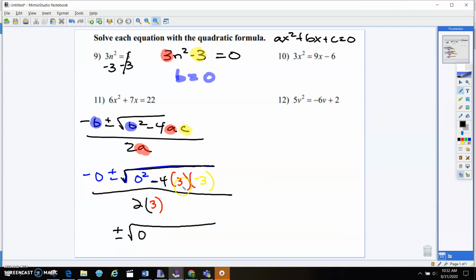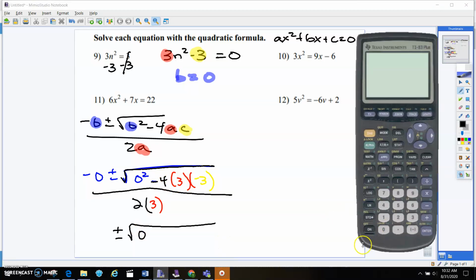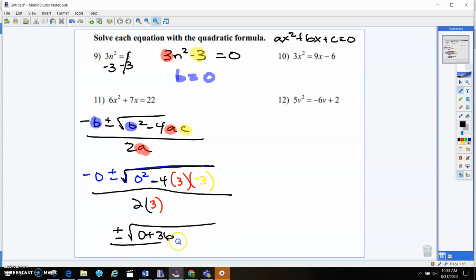Negative 4 times 3. And I always do this part in my calculator just to make sure that I don't mess this up. So I take negative 4 times 3 times negative 3. And I hit enter. Notice how I use that negative button down here, and I did not use the subtraction button. Those are two totally different things. I know the person who invented that was the devil. Okay, so that's going to give us 36. And in the bottom, you're going to have 2 times 3, which is going to give us 6.